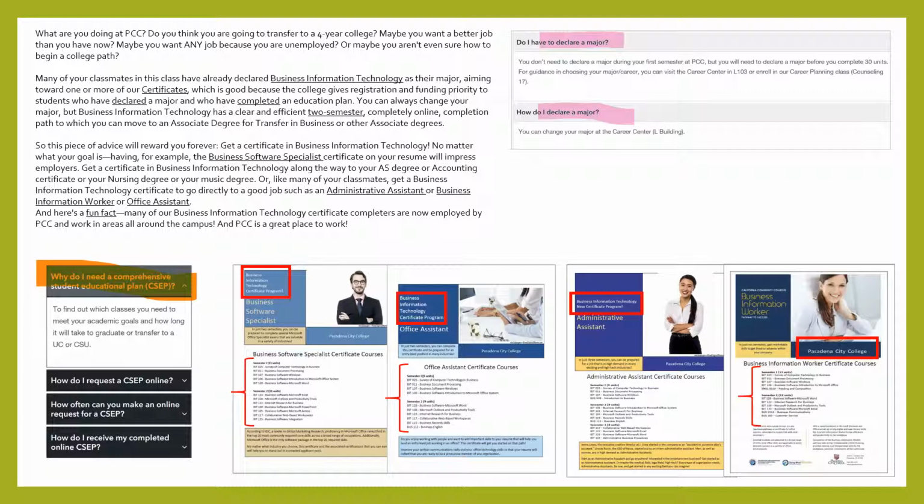No matter what your goal is, having, for example, the Business Software Specialist certificate on your resume will impress employers. Get a certificate in Business Information Technology along the way to your AS degree or accounting certificate or your nursing degree or your music degree. Or, like many of your classmates, get a Business Information Technology certificate to go directly to a good job, such as an administrative assistant or business information worker or office assistant.